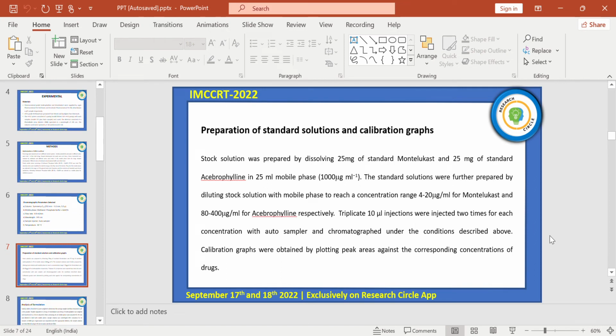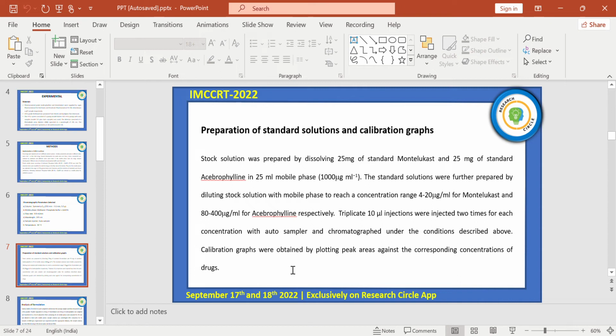Next step is preparation of standard solutions and calibration graphs. For this, stock solution was prepared by dissolving 25 mg of standard Montelukast and standard Acebrophylline in 25 ml of mobile phase. The standard solutions were then further prepared by diluting this stock solution with the mobile phase to get a concentration range of 4 to 20 microgram per ml for Montelukast and 80 to 400 microgram per ml for Acebrophylline respectively.